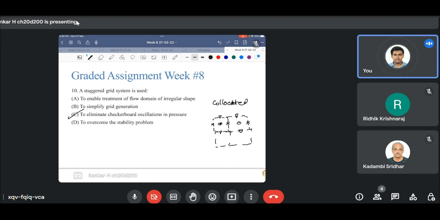So this type of grid is called a staggered grid system, where we find the u velocity at i plus half and the v velocity at j plus half, or j plus n by 2, or whatever it is, and we find the pressure at the i and j.